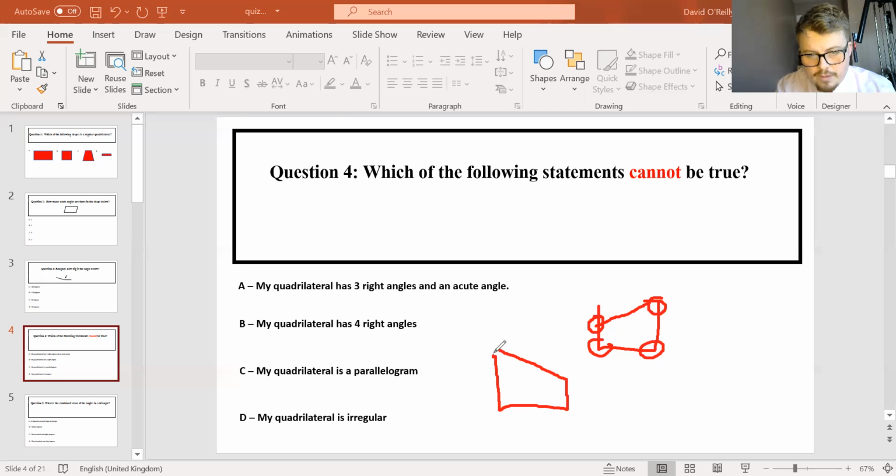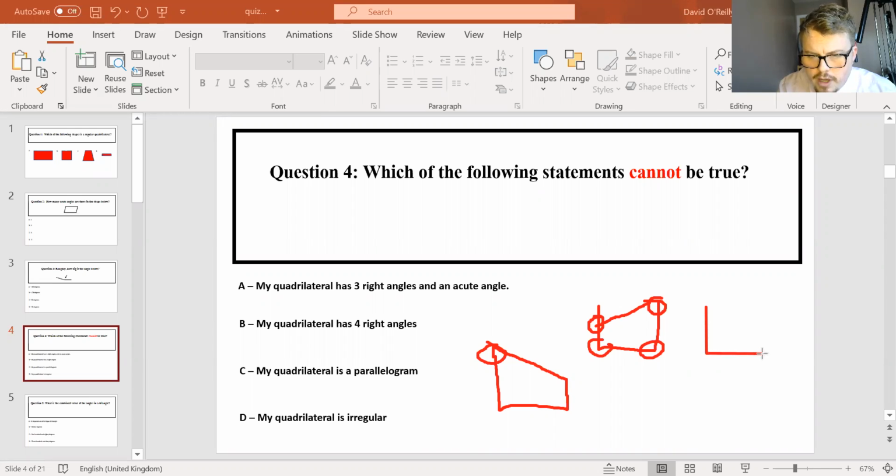So if you look once again at this shape, when we try to give it 3 right angles and an acute angle, what happens is we automatically get rid of the right angle that created the shape. Let me show you what I mean. Let me do it with straight lines, it'd be easier to show you. So let's draw a quadrilateral.